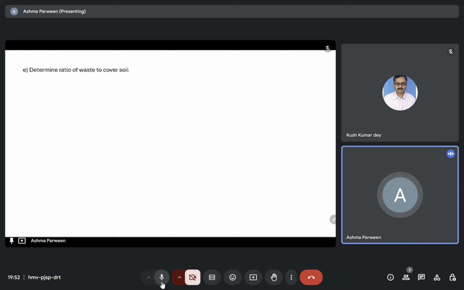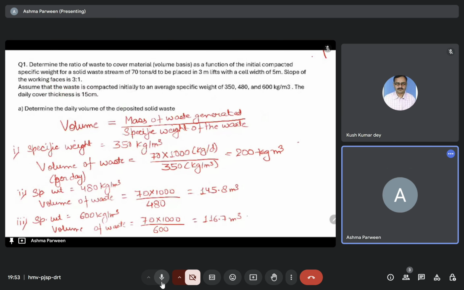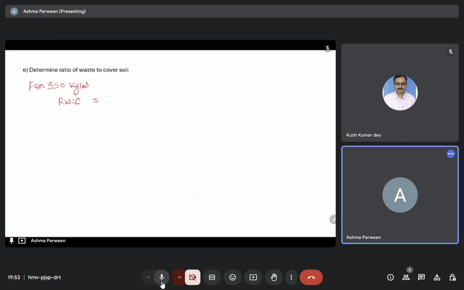Let's find the ratio of waste to cover soil. So for 350 kg per meter cube of the specific weight, we have found out the volume of waste generated as 200 meter cube, and the volume of cover soil was 36 meter cube. So we are getting the ratio as 5.5 is to 1.